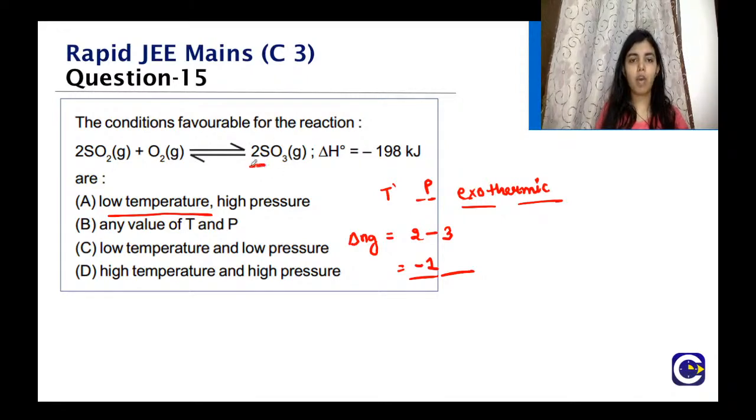Here if you see, only 2 moles are present, and here 3 moles are present. So if you increase the pressure, the reaction will move in the forward direction, right. So the conditions favorable for this reaction will be low temperature and high pressure. Low temperature, why? Because it is an exothermic reaction, and high pressure, why? Because according to Le-Chatelier's principle, if you increase the pressure, the reaction will move in the direction in which the gaseous species are fewer, that means in the forward direction.